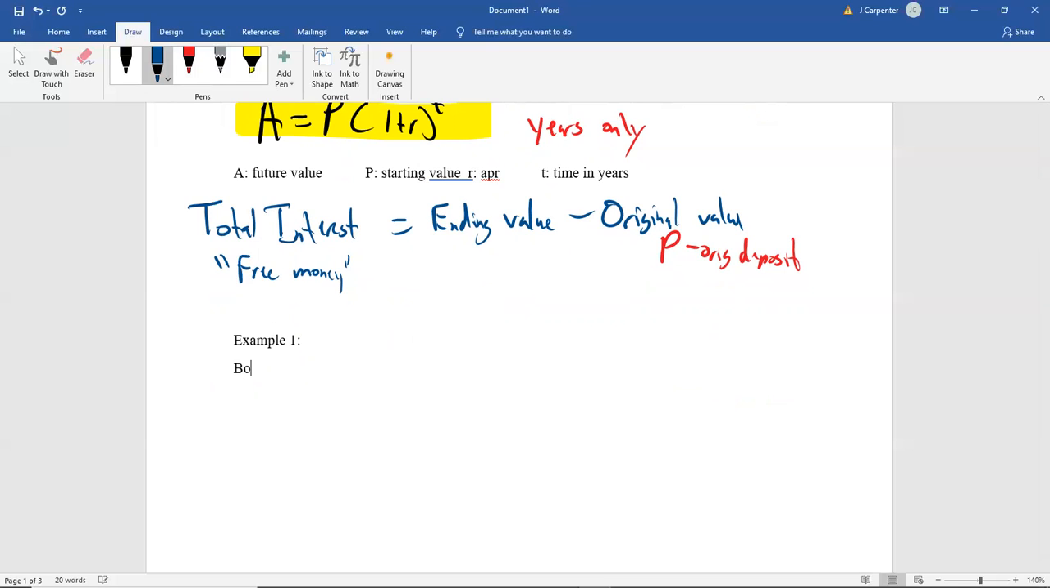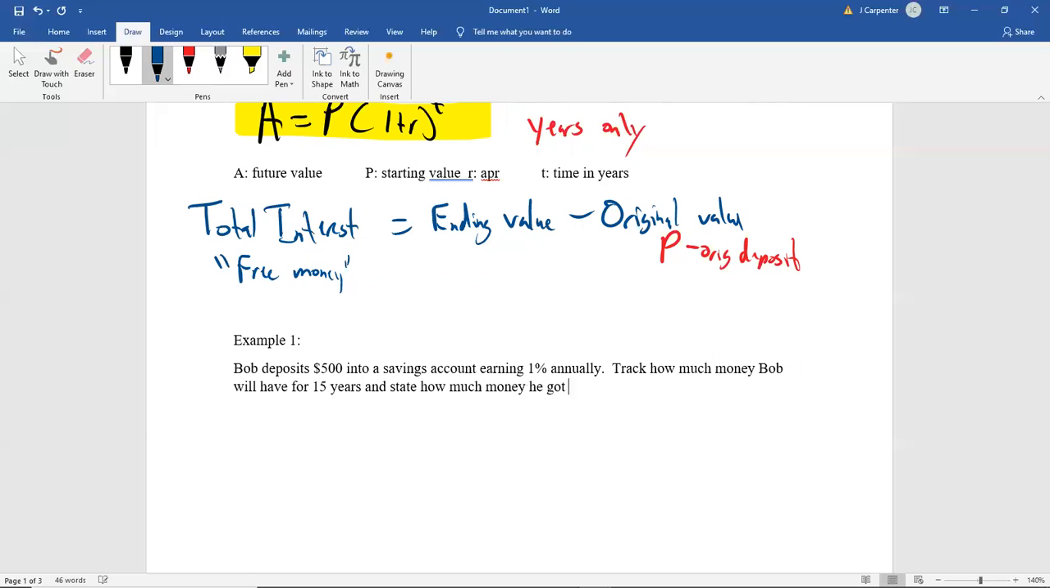Example 1. I love Bob and Jane, so I talk about Bob and Jane a lot. Just two simple 3- and 4-letter names. So Bob deposits $500 to a savings account earning 1% annually. Track how much money Bob will have 15 years. State how much money he got free.